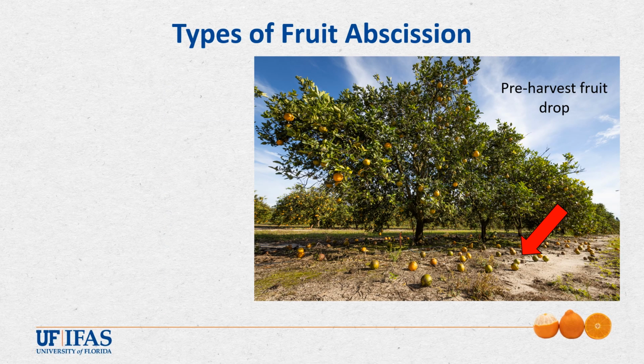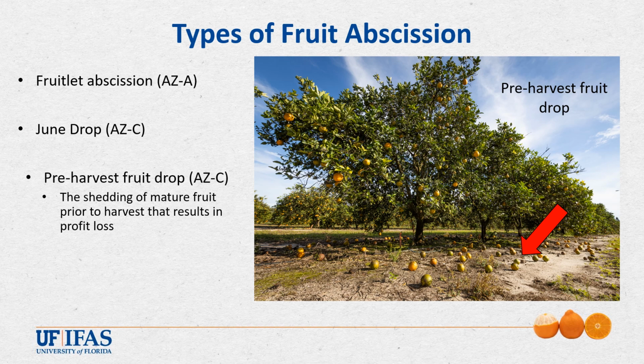The two different zones allow for multiple types of fruit abscission to occur, such as fruitlet abscission, which happens at AZA, and the natural process of the yearly June drop, which occurs at AZC. This video will focus on the pre-harvest fruit drop, which occurs at AZC during stage 3 of fruit development, which is when the fruit generally stops growing and is in the maturation process.